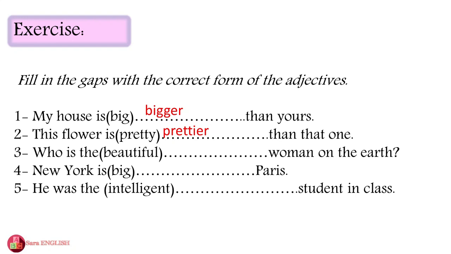3, who is the beautiful woman on earth? The most beautiful woman on earth. 4, New York is big Paris. Here we compare between two cities, New York City and Paris. We say New York is bigger than Paris. And the last one is, he was the intelligent student in class. So we compare him to other students in the class. We say the most intelligent student in class, which means that no one else is more intelligent than him. He's the most intelligent student.